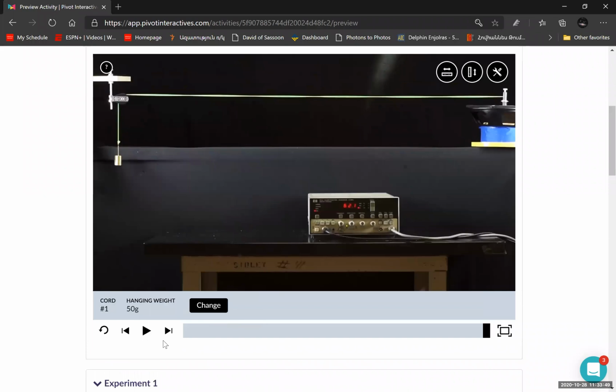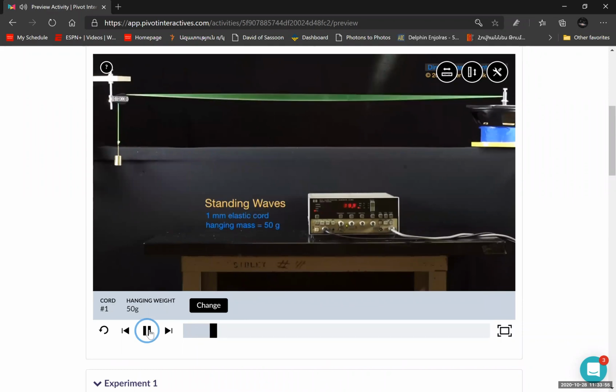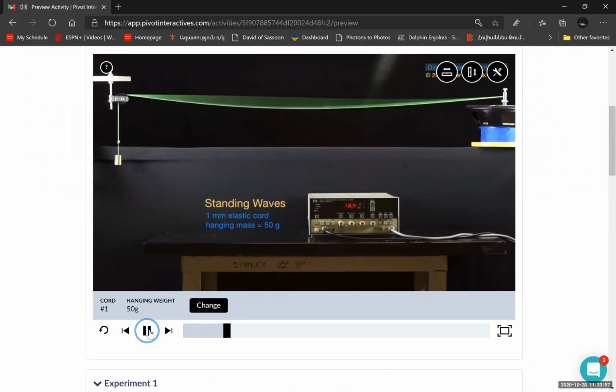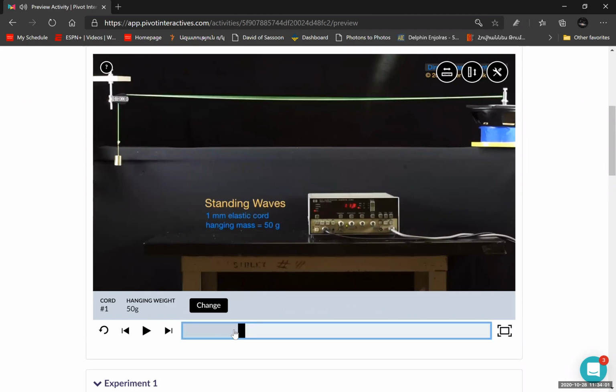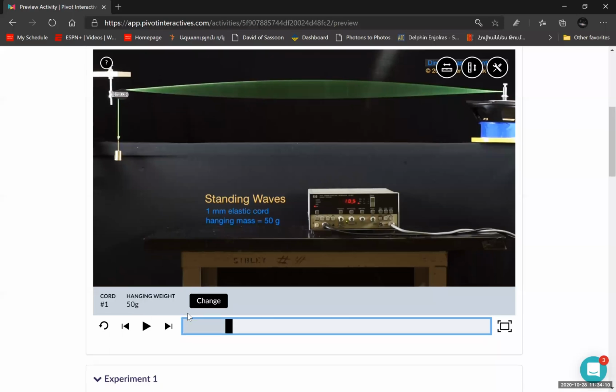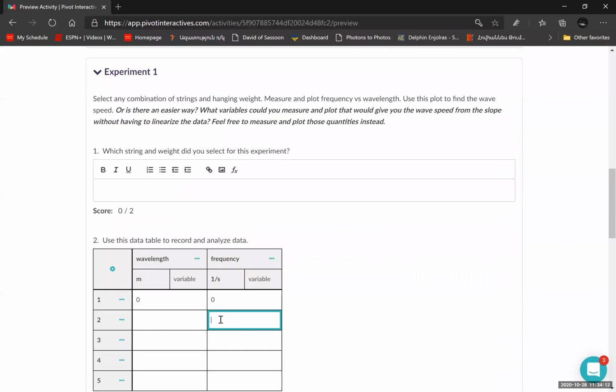Then I start my video and stop when I see the maximum amplitude with 1 segment. All right, I think 1 segment has passed. So I go back, and I think this is the maximum amplitude. Then I can see it's more or less about 10.5 hertz. So I come back and write 10.5.